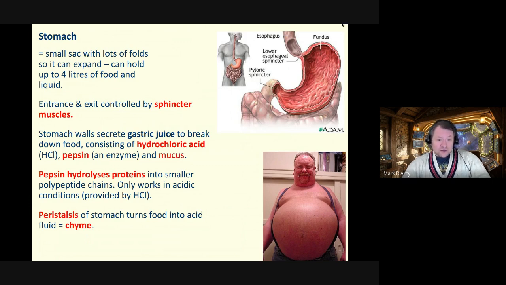Stomach walls secrete gastric juice to break down food, consisting of hydrochloric acid. That actually sterilizes food as well as beginning the breakdown process. There's also an enzyme called pepsin, which is a protease that breaks down protein. It's secreted into the stomach in an inactive form called pepsinogen, so that it doesn't digest the stomach cells themselves. And when it gets into the acid, it's converted into pepsin, the active form.